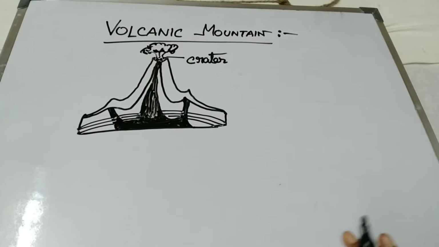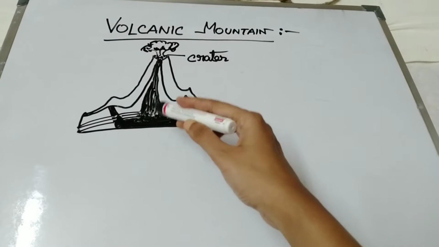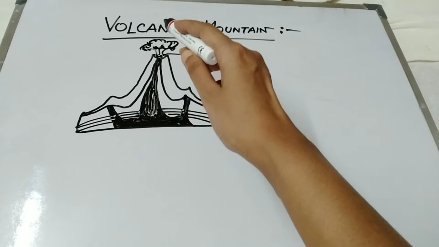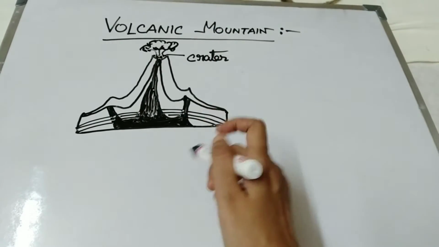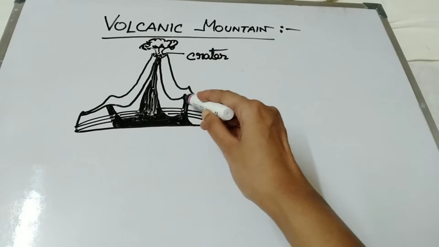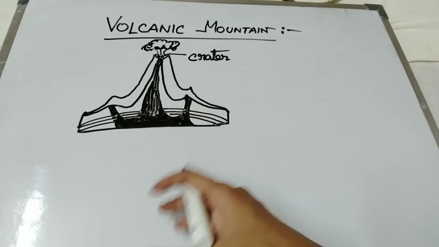As you can see, I have drawn a volcanic mountain. In this diagram you can see hot lava, volcanic ash and gases escaping from the magma chamber below the surface, and this is usually called a volcano. They are formed when molten magma emerges onto the earth's surface through a zone of weakness. These are the two weak points of the earth's crust where magma is coming out.